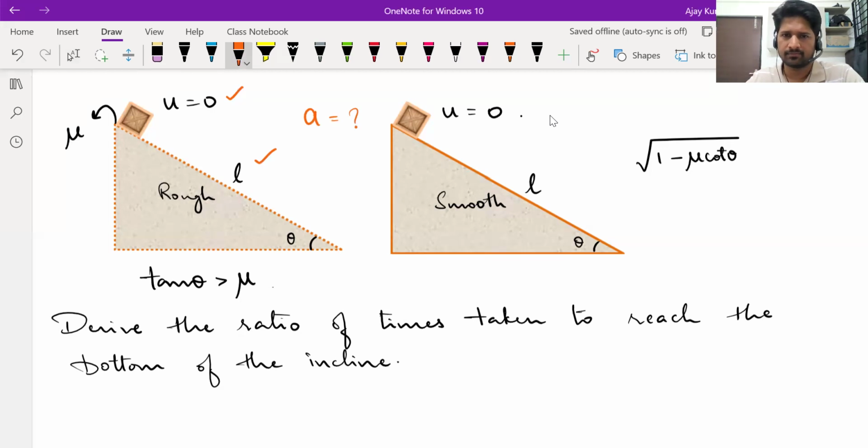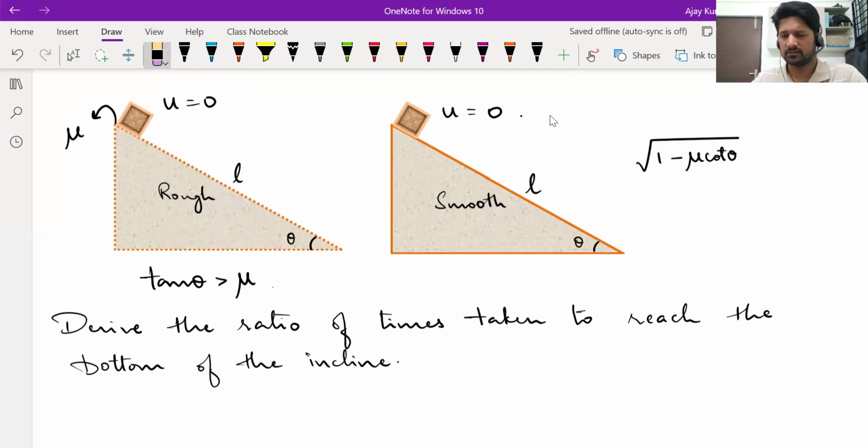S is equal to ut plus half a t square. That's the one which relates initial velocity, acceleration, displacement, and time. So S is equal to ut plus half at square must be used if acceleration is constant. If it's variable, it's a different story. We'll see. So the first thing you need to do in this problem is to find out the acceleration of the blocks in both the cases.